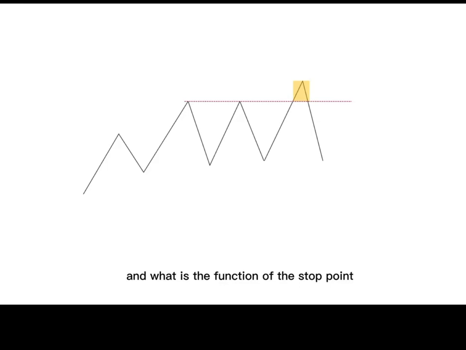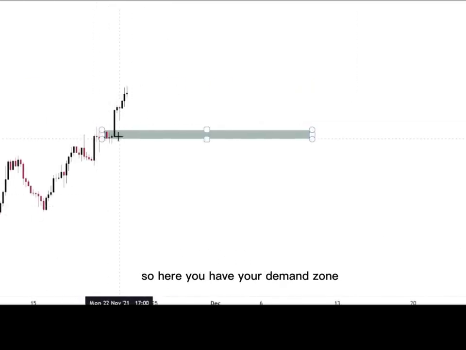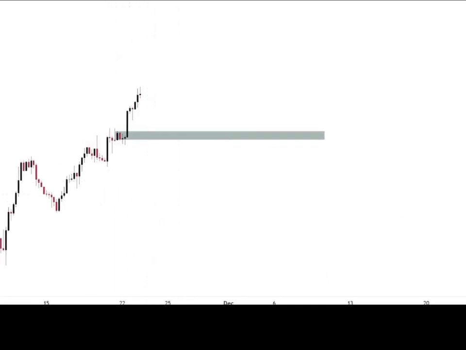And what is the function of the stop hunt? The stop hunt is a trap. In this situation, everybody that thought this was a breakout, that price is going to continue higher, got trapped. And at the same time, the stop losses of who sold at the previous resistance point, their liquidity got absorbed. So let's take a look at this example. So here you have your demand zone. Here you have your order block.